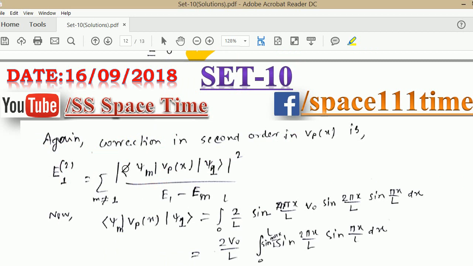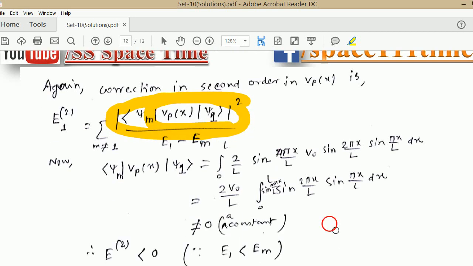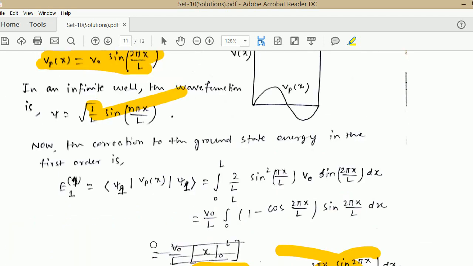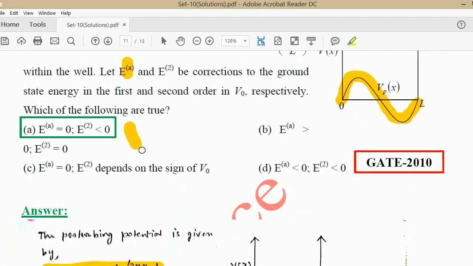Next, the correction in the second order is this. Now as you can see, the numerator is always positive. You can check it out here. But E1 is the ground state energy and Em are the excited states. The excited state energies will definitely be higher than the ground state energy. So this denominator term is always negative. So effectively the second order correction will be negative. So the first order correction is 0 and the second order correction is negative, and it is matching with option A.